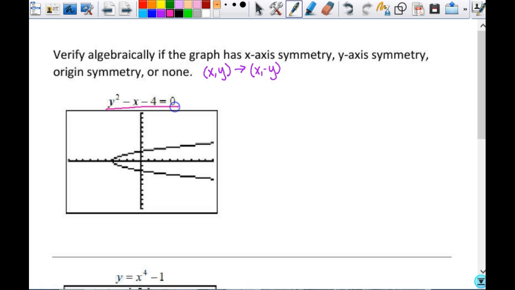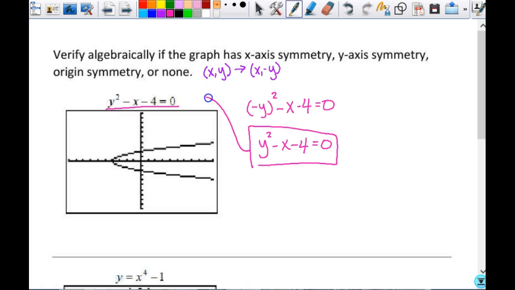So that's what we substitute into this. So here's our original equation. And I'm going to substitute a negative y in and leave x alone. So I'm going to get (negative y) squared, minus x, minus 4 equals 0. So negative y squared is y squared, minus x, minus 4 equals 0. So this is what I get after my substitution. It does match this right here, so that is a yes.